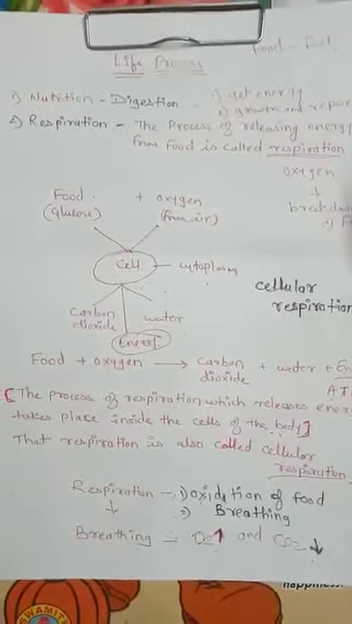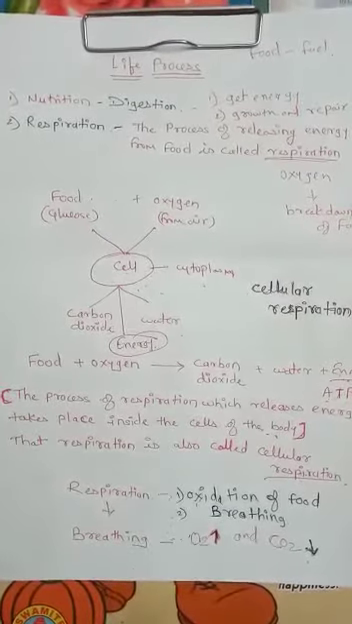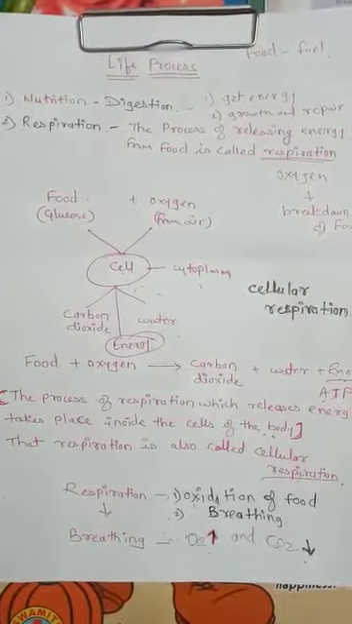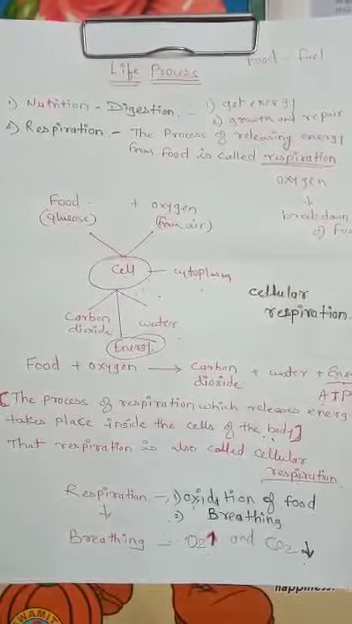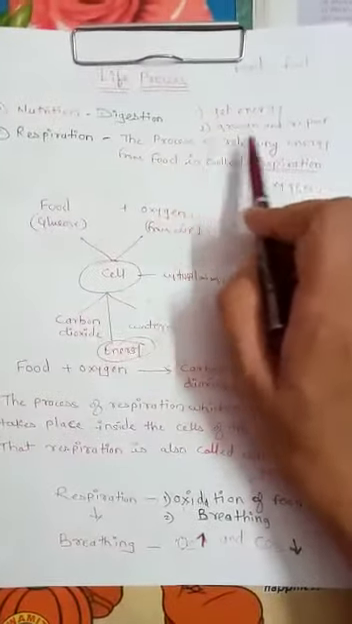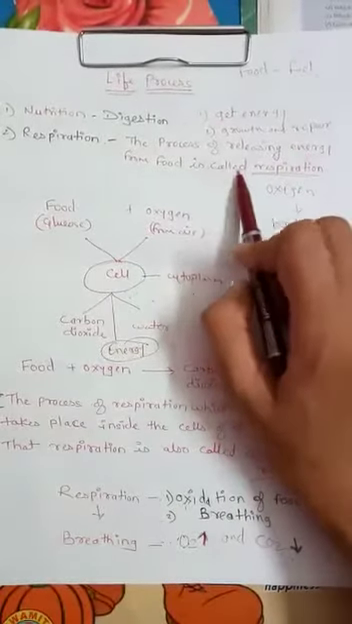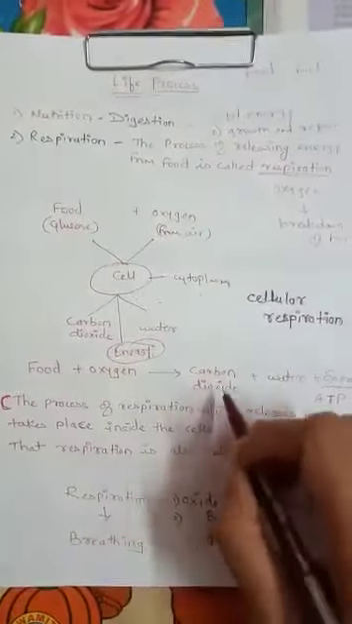So in short, most living things need oxygen to obtain energy from food, and after some biochemical process we get the energy. So what is respiration? Respiration is the process of releasing energy from food. It's called respiration. Now how can it be carried out?